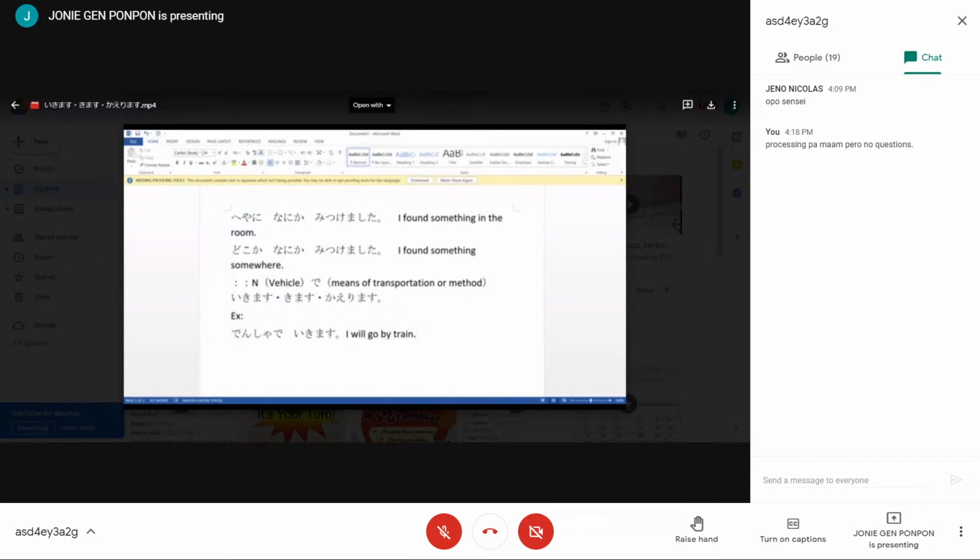Yan. Okay, so if you want to use the first sentence pattern plus this one, you can. Okay, so say densha de gakkou e ikimasu. So I will go to school by train. Okay, so naging mahaba na siya. Dinagdagan, ng dinagdagan.